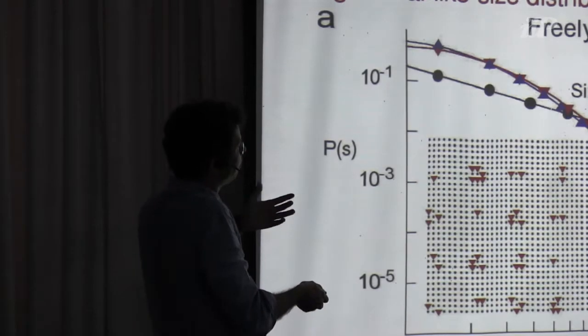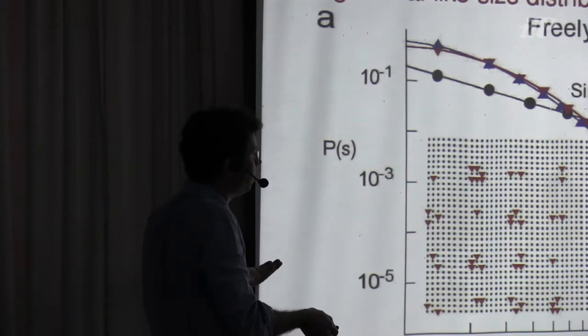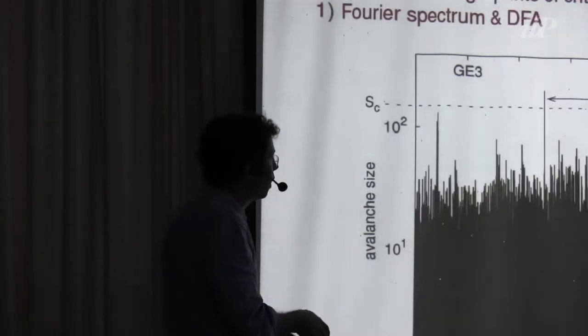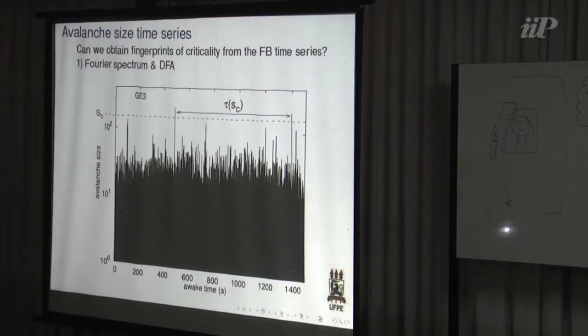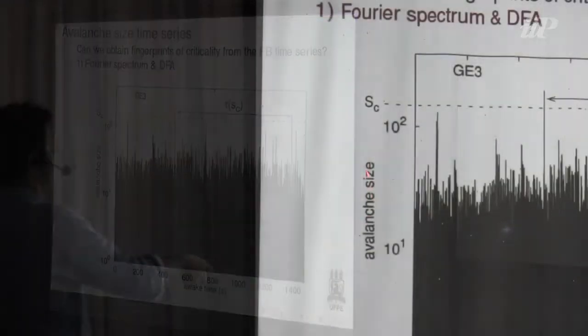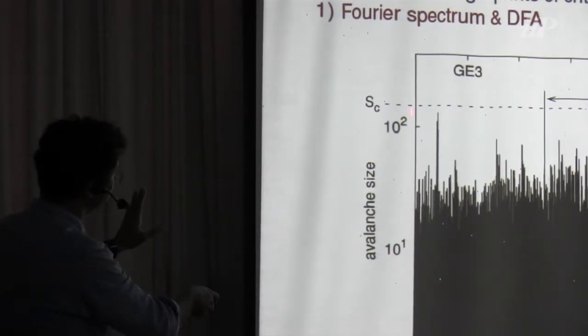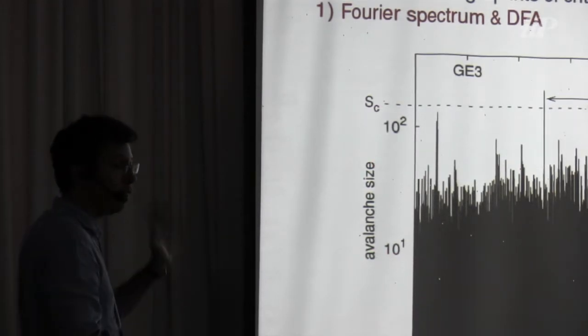So since this doesn't prove anything, can you do something else? Yes, you can, and it's an attempt to overcome the few orders of magnitude problem that you have because you have a small system, which is going to the time domain. Well, in time you have fewer limitations. You can record for many hours. So this is a time series of the avalanche sizes.